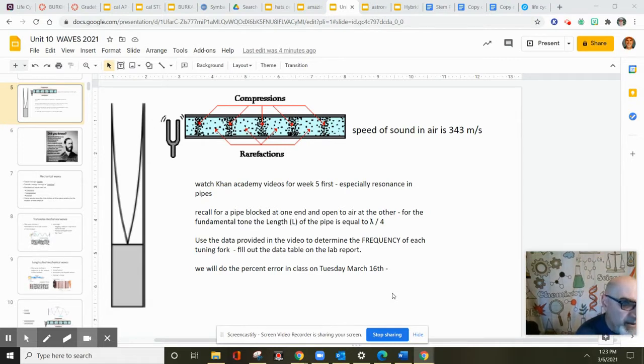If we know the wavelength and we know the speed of sound in the air, we should be able to calculate the frequency of the tuning fork. And that's what I want you to do.